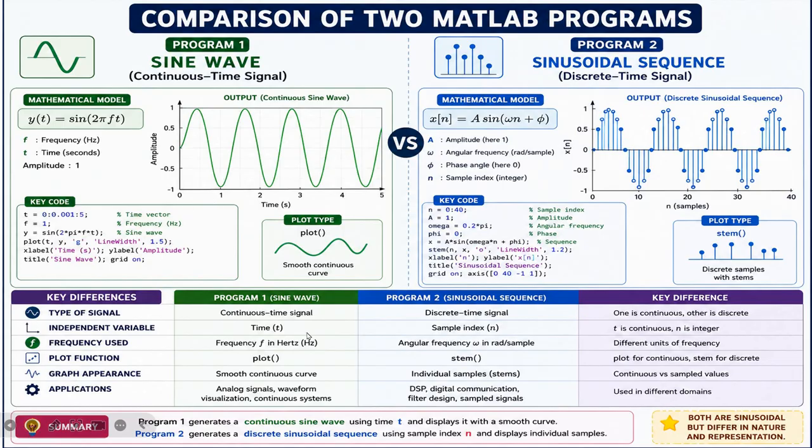After that the graph appearance. Then comes the applications. So here you can see the difference. Both the programs generate sinusoidal signals only, but the representation is different. Program 1 is used for continuous time signal analysis, while program 2 is used for discrete time signal analysis in DSP. So understanding both the programs helps us to distinguish between analog and digital signal representations and their practical applications. Now we'll see the execution of the program in MATLAB.